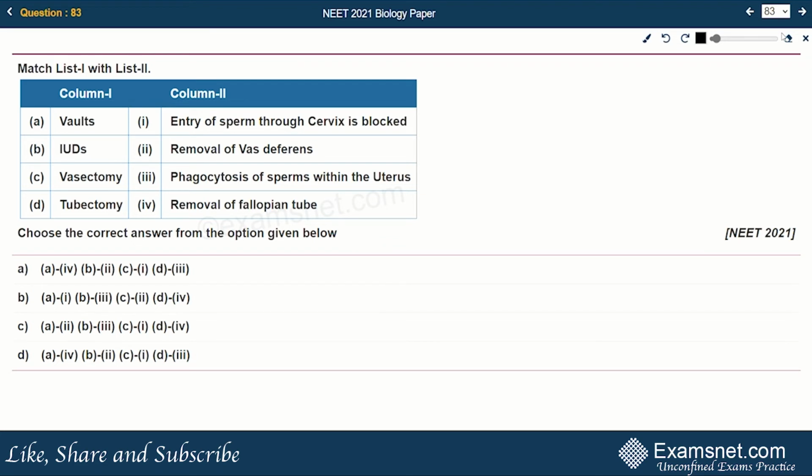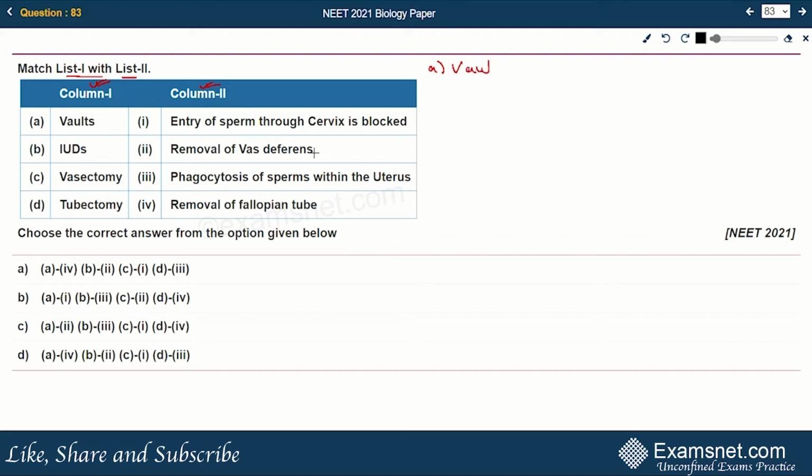Next is question 83, which is from the chapter Reproductive Health, class 12. And the question is match list 1 and list 2. So here we have two columns. Column 1 includes some important birth control methods, whereas column 2 has mentioned the mechanism that is followed in these methods. Okay. So we have to match them correctly.